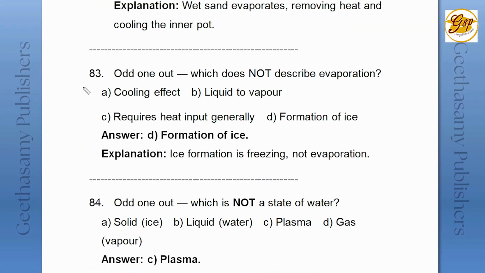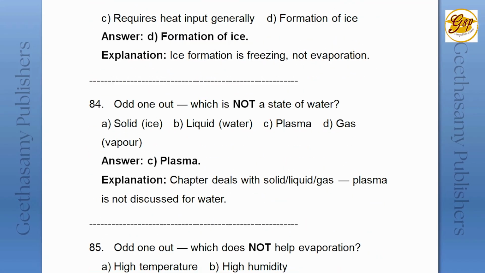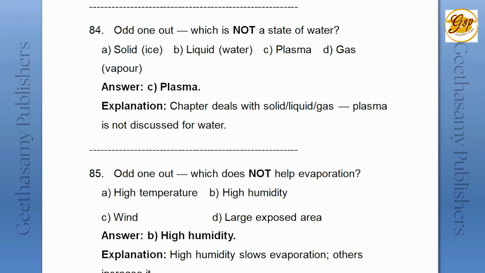Okay. And 83rd question, odd one out. Which does not describe evaporation? Cooling effect, liquid to vapor, requires heat input, formation of ice. So the correct answer is formation of ice. Ice formation is freezing, not evaporation. And the odd man out: which is not a state of water? Solid, liquid, plasma and gas. Of course, plasma is the odd man out.